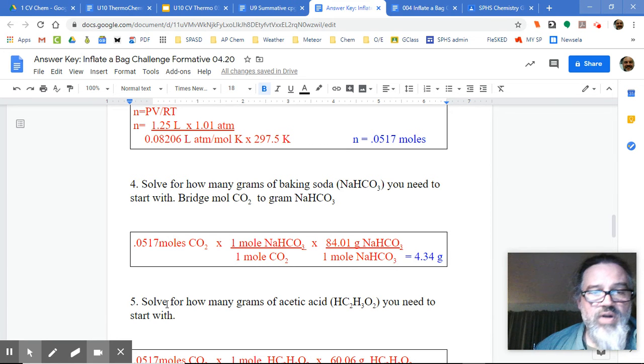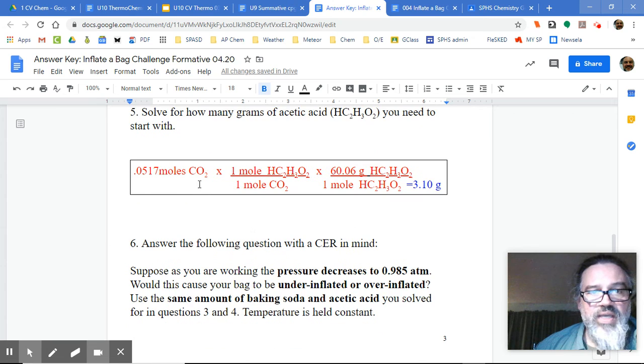I could also figure out how many grams of acetic acid I would need. For that, again, it's the same amount of carbon dioxide. The difference now is I'm ending with acetic acid. Its molar mass is lower, so I need less mass of it. The mole ratios are the same, 1 to 1, and so 0.0517 times 16.06 gives me this number right here.